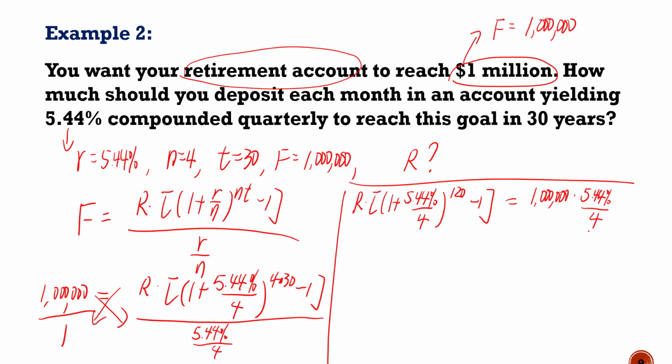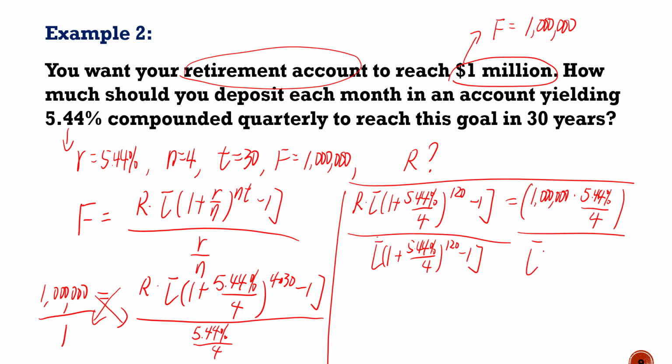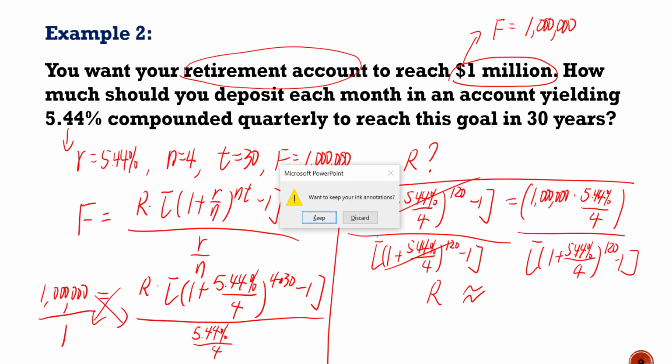Now all we have to do is get rid of the square bracket by dividing both sides of the equation by the square bracket. Put the top in the parentheses, and the bottom in the square bracket, 120 power minus 1. We'll cancel the square bracket. Regular payment is by itself, and let's find out what the regular payment is. One more time, we will put this in Excel.